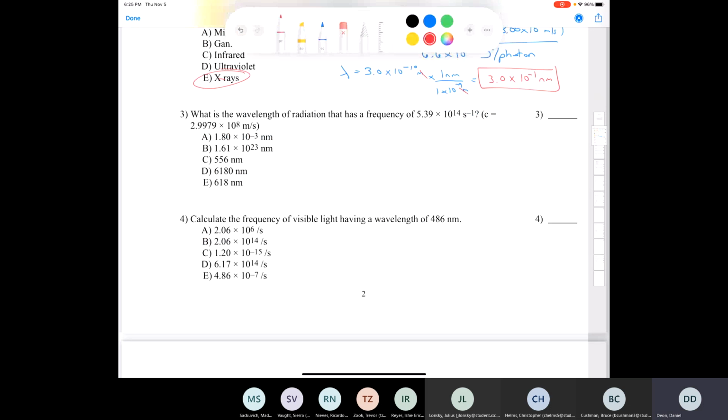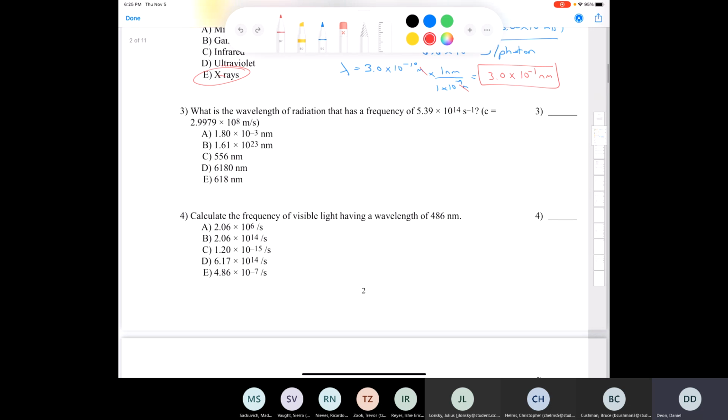Question number 3. What's the wavelength of radiation that has a frequency of 5.39 times 10 to the 14 reciprocal seconds? And they've given us the speed of light. Well, we could round that off, since we only need 3 sig figs anyway.